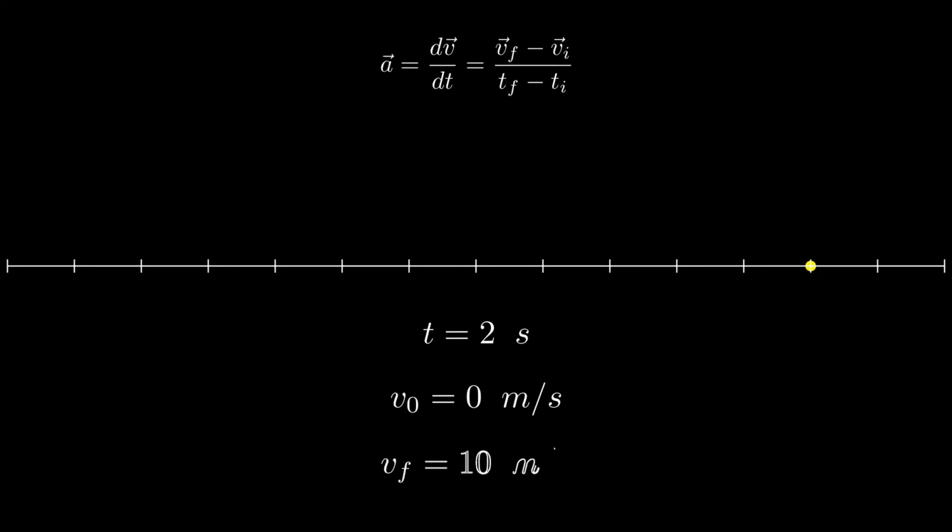Finally, our last basic quantity is acceleration, defined as the change in velocity over time. This simply means that if we know the initial and final velocity, as well as the time it took to go from one to the other, we can find out at what rate the velocity changed, or acceleration. In this example, we accelerated from 0 meters per second to 10 meters per second over 2 seconds, which means that the dot was accelerating at 5 meters per second squared, which essentially means that its velocity was changing by 5 meters per second per second.